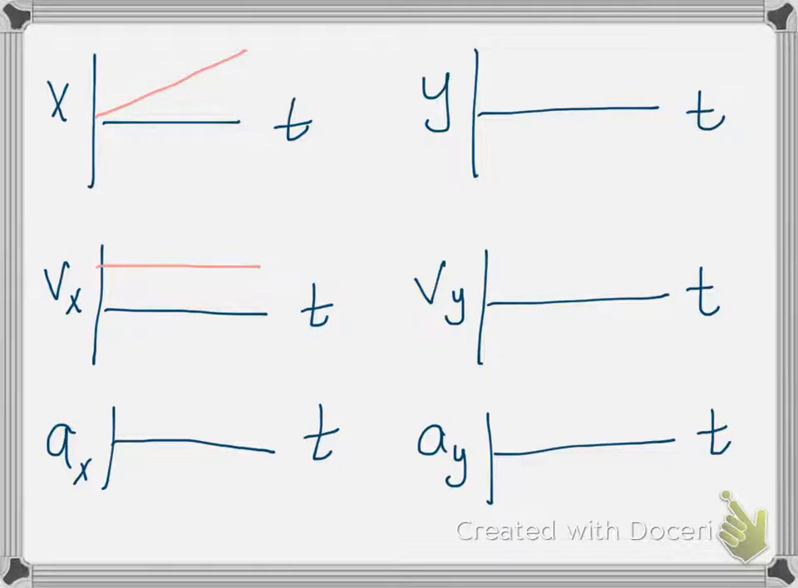Slope of that velocity time graph is 0, therefore acceleration is 0, which is consistent with what we know for projectiles. Projectiles don't have any force acting in the horizontal direction, therefore no net force, therefore no acceleration in the horizontal direction.